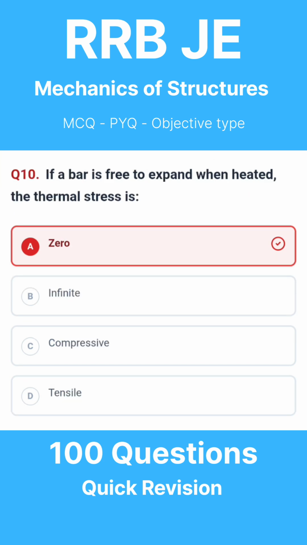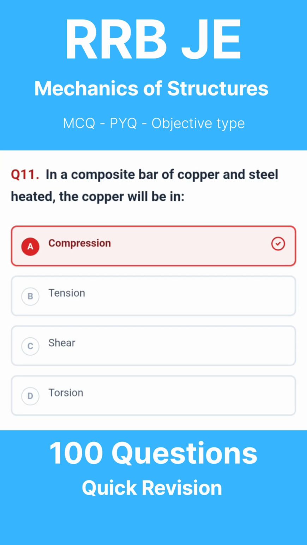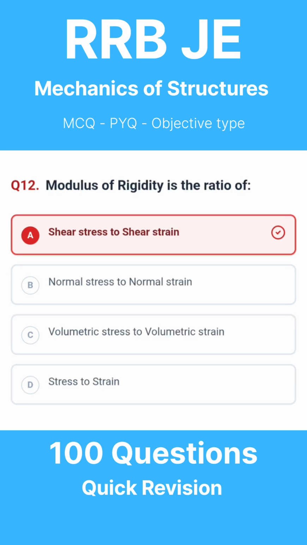Question 10. If a bar is free to expand when heated, the thermal stress is. The correct answer is 0. Question 11. In a composite bar of copper and steel heated, the copper will be in. The correct answer is compression. Question 12. Modulus of rigidity is the ratio of. The correct answer is shear stress to shear strain.